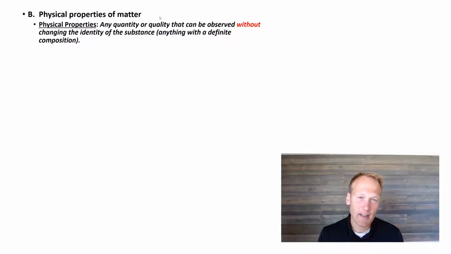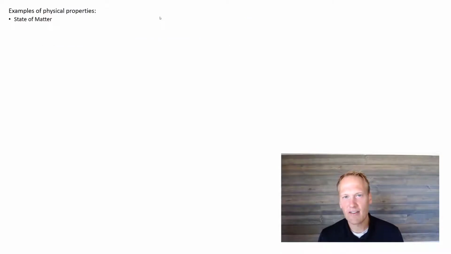So let's take a look at some physical properties and identify whether they're intensive or extensive. First one, state of matter. So solid, liquid, gas. The question you should be asking is, would the state of a solid, let's say, change if it was larger? And the answer is no. Therefore, state of matter is intensive, because it doesn't matter how much of that substance you have, it's still going to have that state of matter.